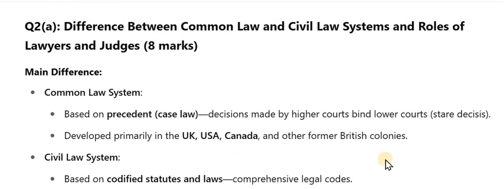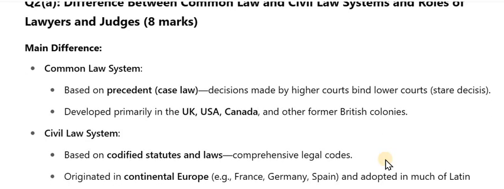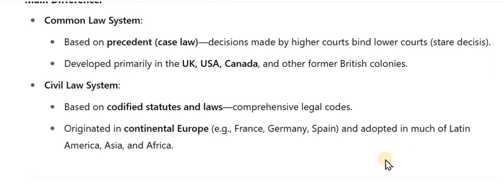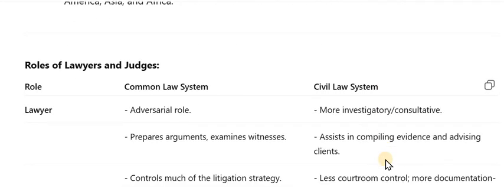Coming to part one of the question, the difference between the common law and the civil law systems and roles of lawyers and judges. So the main difference is that the common law system is based on precedents, case law. The decisions made by the higher courts bind lower courts. It developed primarily in UK, US, Canada, and other former British colonies. The civil law system is based on codified statutes and laws, comprehensive legal codes, originated in continental Europe, parts of Africa.